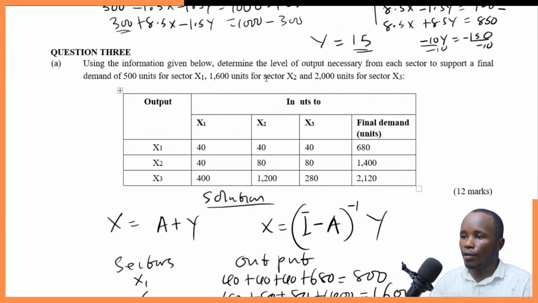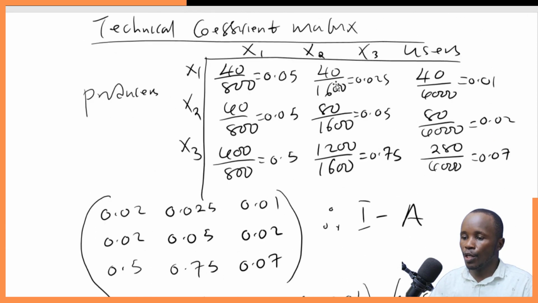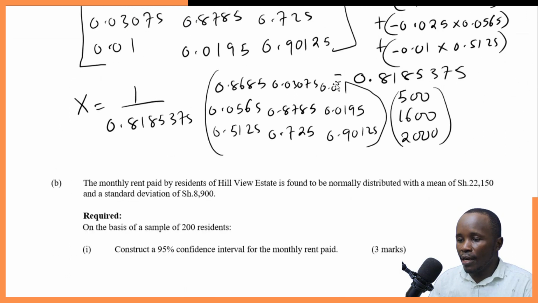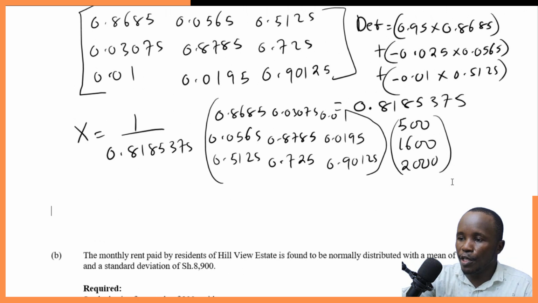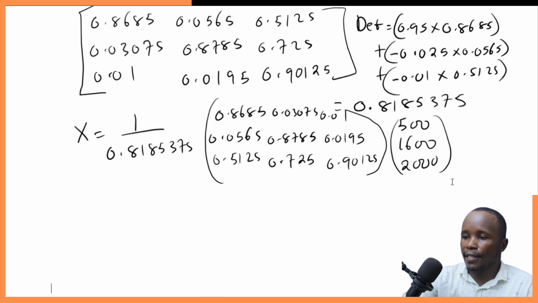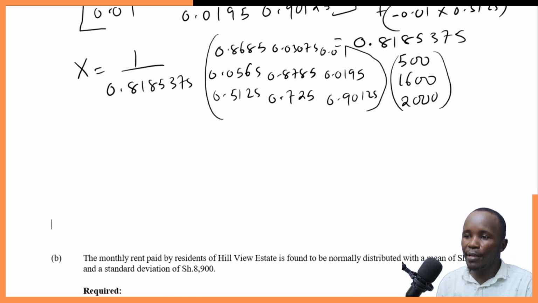Output is here. You have been told 500 units, 1,600, and 2,000. So what is X1? What is X2? I think up to this point you know how to multiply matrices. Let me show you how to get X1.